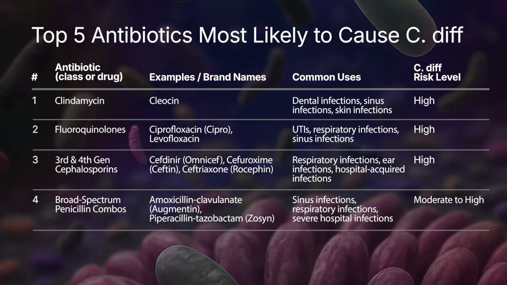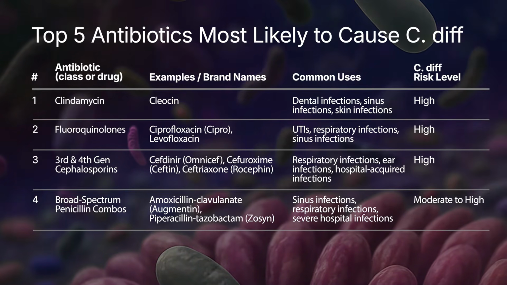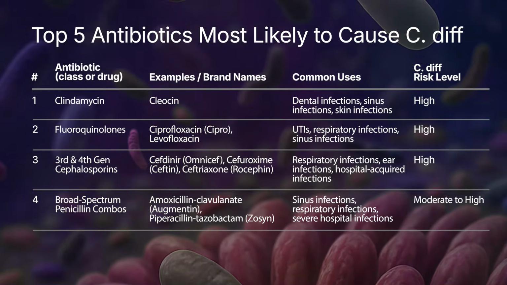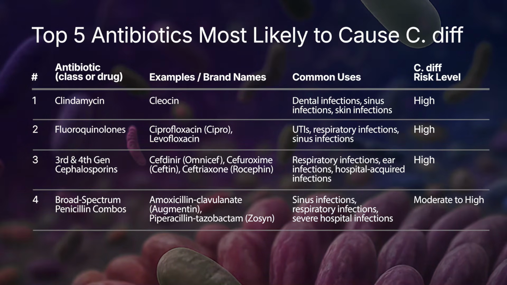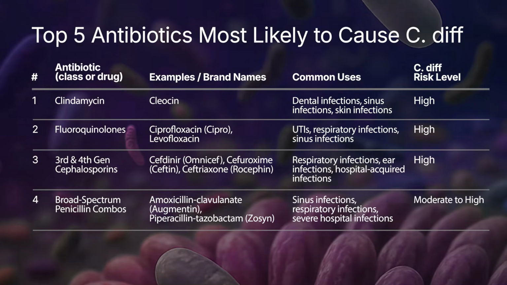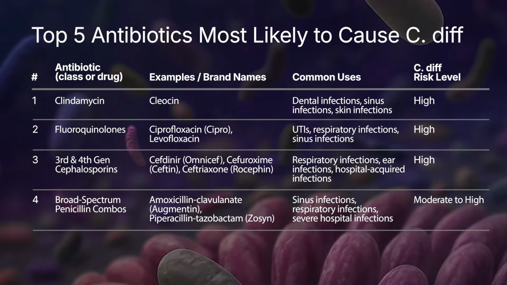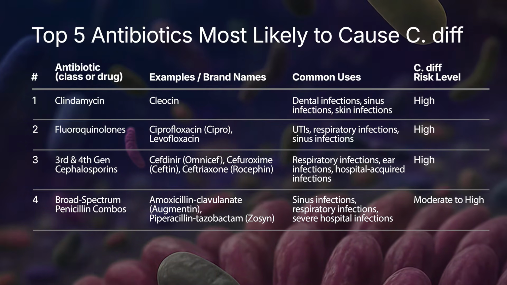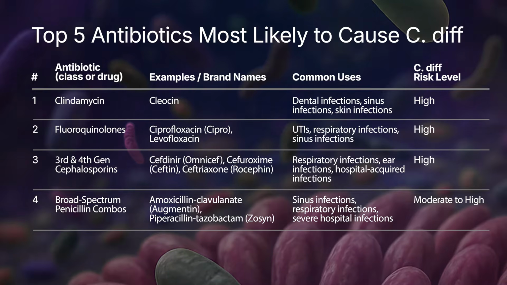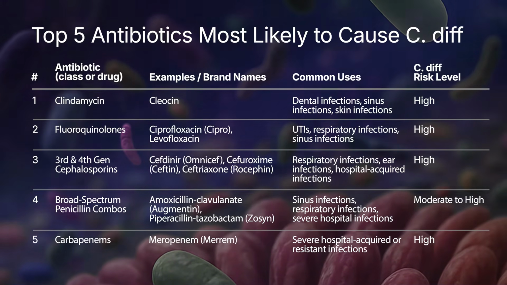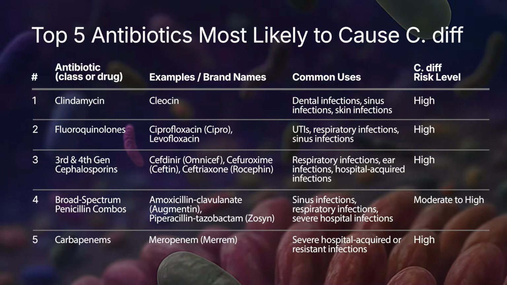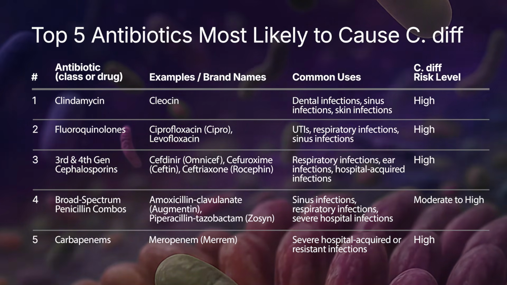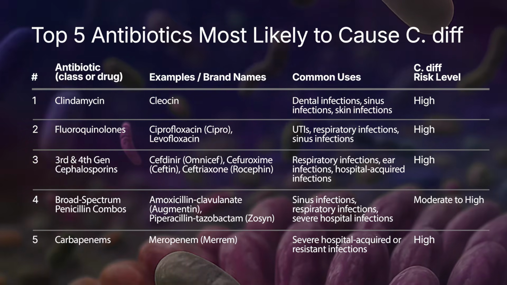Now, this drug is widely prescribed for sinus infections, ear infections, and respiratory tract infections, and it has been flagged as a common trigger for C. diff. Also notable in this group is piperacillin tazobactam, which also goes by the brand name Zosyn, but this one is mainly used in hospital settings. And in 5th place are the carbapenems, and that includes the drug called meropenem, and these are often reserved for hospital use, but when given, they carry a high C.